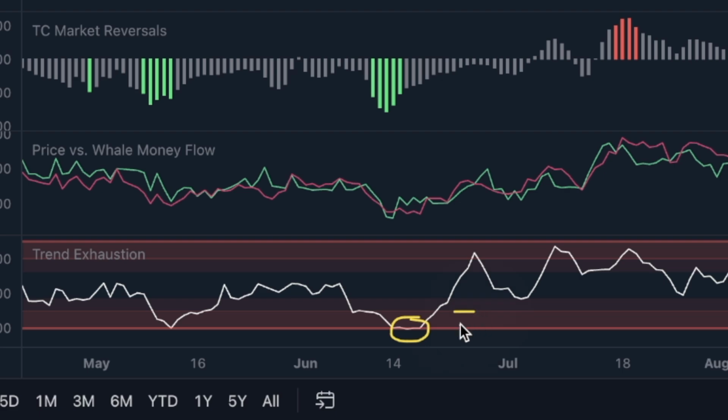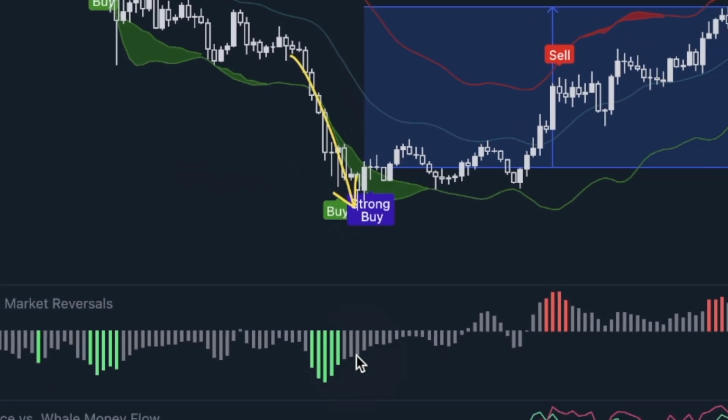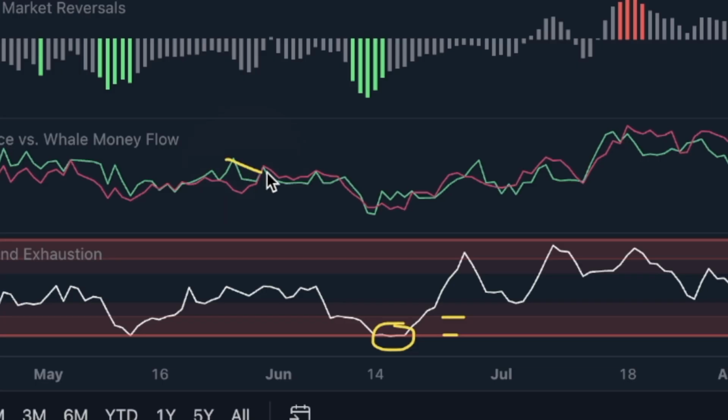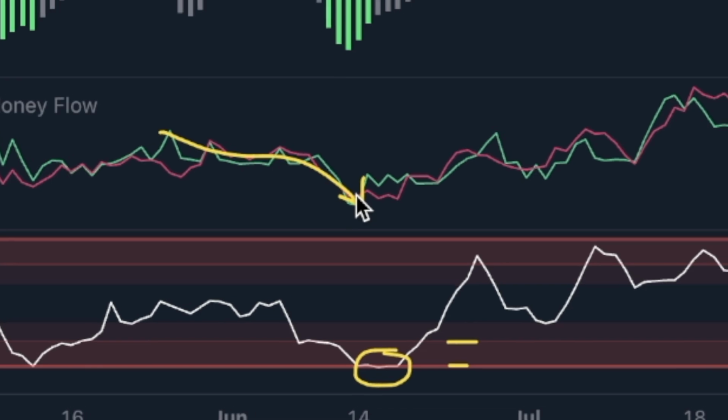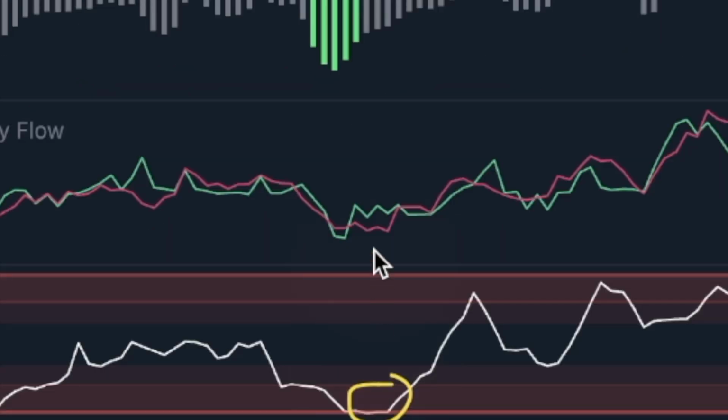Okay, number one, when trend exhaustion is in the bottom red section here between these two lines, we have the top and the bottom here. This means the trend itself is overextended to the downside, all right? Next, we must have whales selling into the market, looking at the whale money flow moving down, meaning whales have bought and they're starting to sell their position. But once they sell their position, they will start buying again, so we can spy on the whales now, which is actually really cool. So trend exhaustion low, whale money flow low.